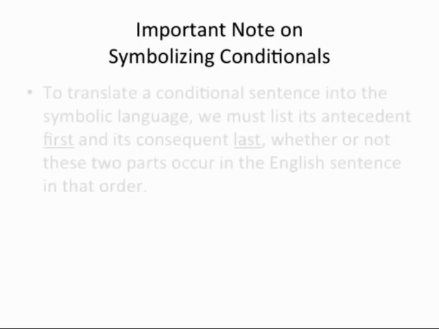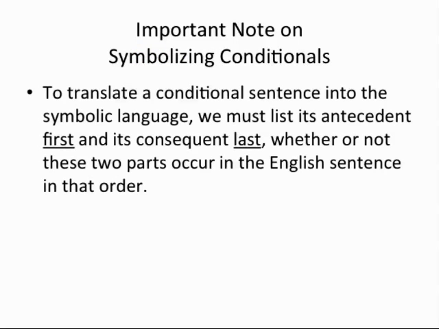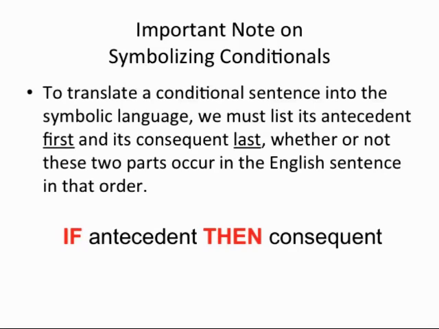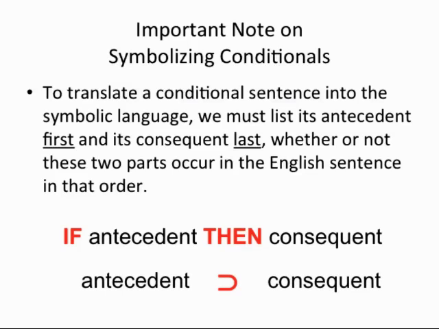One important thing to note. When we symbolize conditionals, we always place the antecedent first, then the consequent, regardless of the order of their mention in English. So we have antecedent, horseshoe, consequent.